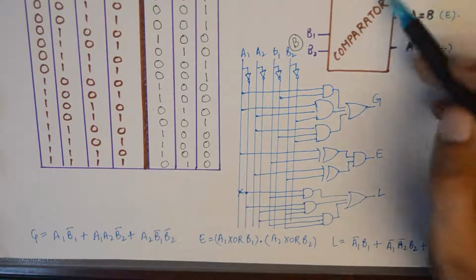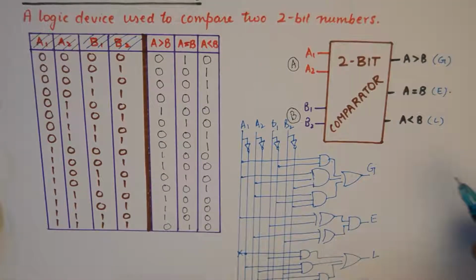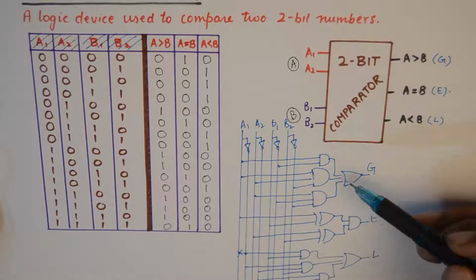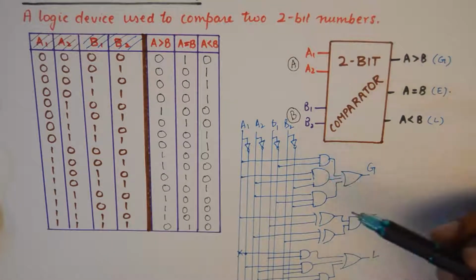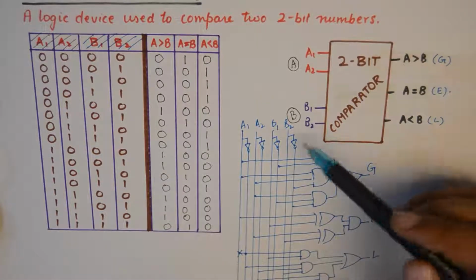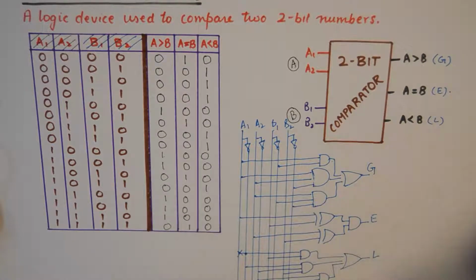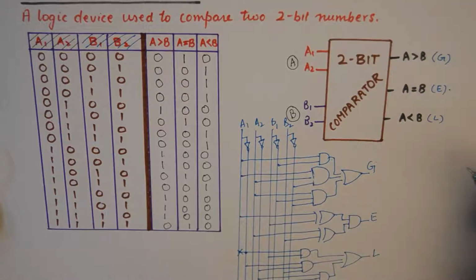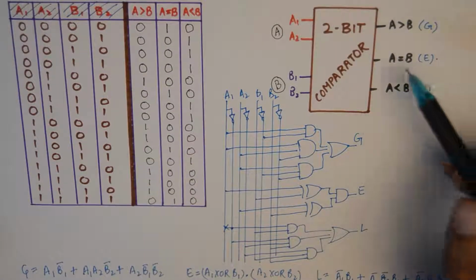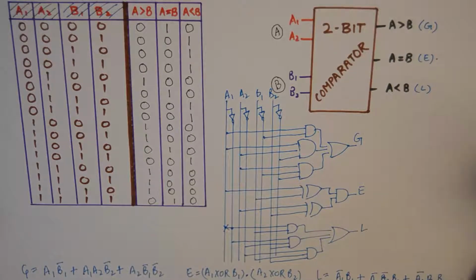So this black box of 2-bit comparator is a complex structure of gates which has all kinds of AND gates, OR gates and XOR gates. They are taking 4 inputs and generating 3 outputs like this. So I hope the logic behind the working of 2-bit comparator is clear, and I hope you liked the video.